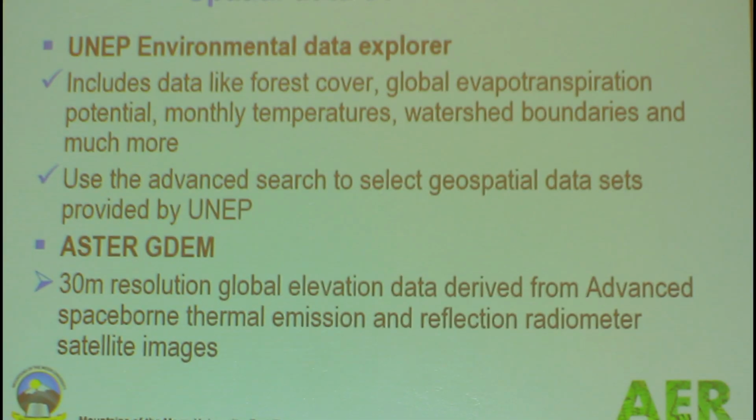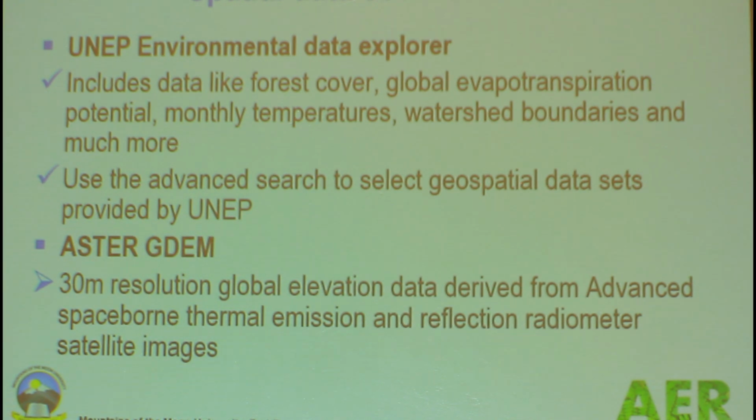So the other is the UNEP, of course, the United Nations Environment Programme. There are different United Nations agencies that provide spatial data. And this one mainly provides environmental data that includes forest cover, global evapotranspiration, monthly temperatures and watershed boundaries that are provided by these agencies.